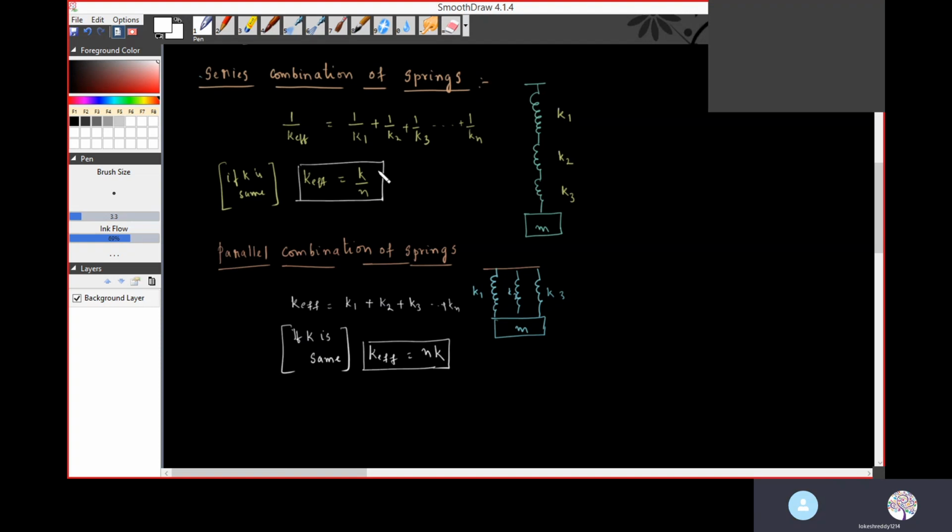So this is the series combination: you will get K by n. Parallel combination: you will get nK.